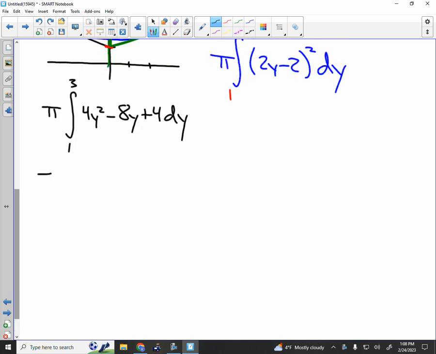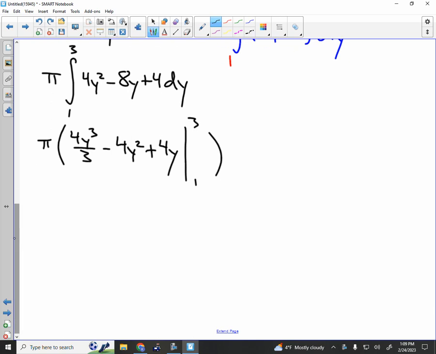Let's take the antiderivative. Antiderivative of 4y squared. Whoop, I got to get rid of that integration symbol now. 4y cubed over 3 minus 4y squared plus 4y. It looks like it's going to be a really bad integration, but it really isn't. It's going to work out quite nicely here.